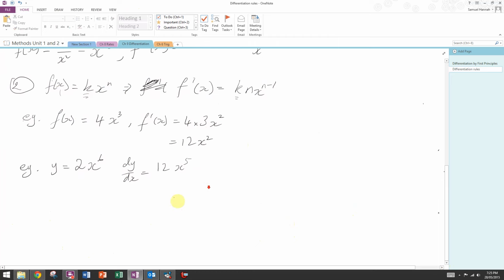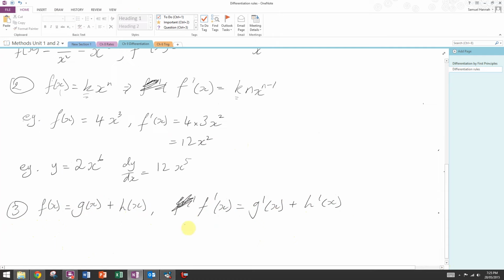Okay, so that one's fairly basic, so we'll move on ahead to our third and our final differentiation rule, which basically says if our original function is actually made up of two parts, one function plus another one, in this case, our derivative function is just equal to the two derivative parts added together. Okay, so this is pretty much what you'd expect, really.